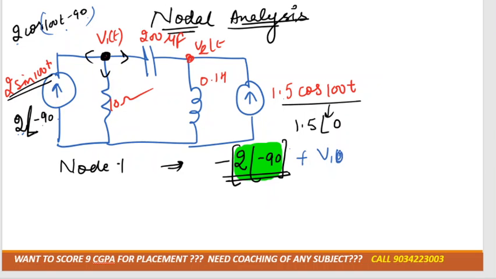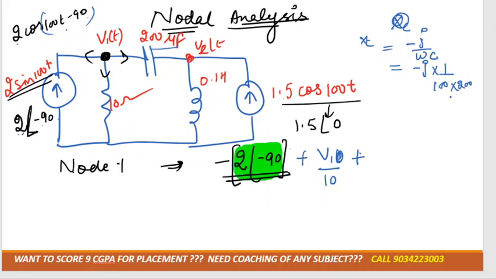V1 divided by 10. Then it's 200 microfarad, right? So for that we need to calculate XC, right? That would be how much? XC is equal to minus J over omega C. Minus J will be as it is. Omega is how much? 100. Capacitor is how much? 200 into 10 raised to power minus 6. So now solve it and then tell me the value for XC.